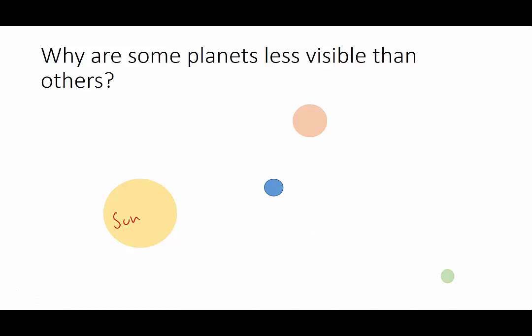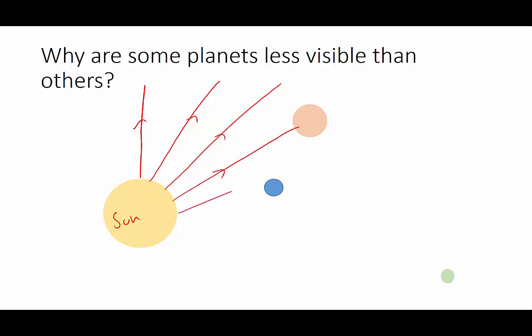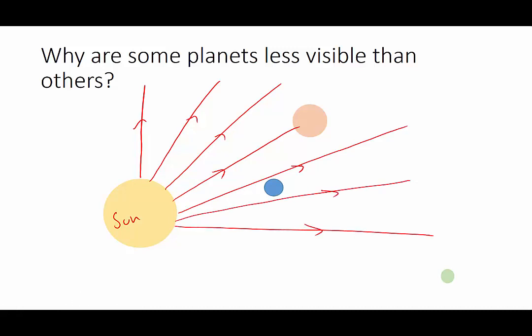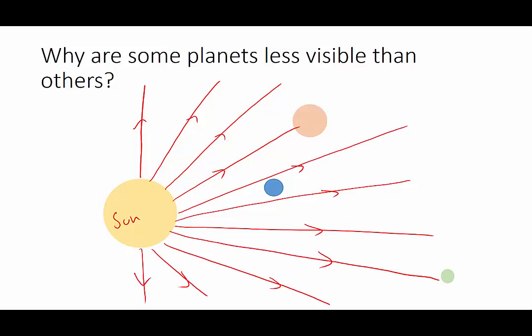So why are some planets less visible than others? Well, they all rely on reflecting the sun's light. As the light moves away from the sun, it gets spread out. Its energy gets spread out over a wider area. So the further away the planet is from the sun, the less of the sun's energy it will have hitting it. What's more, once that light energy has reflected off of that planet, for us to see it, it then has to get all the way back to Earth. So if the planet is also a long way from Earth, it's going to be even less visible.